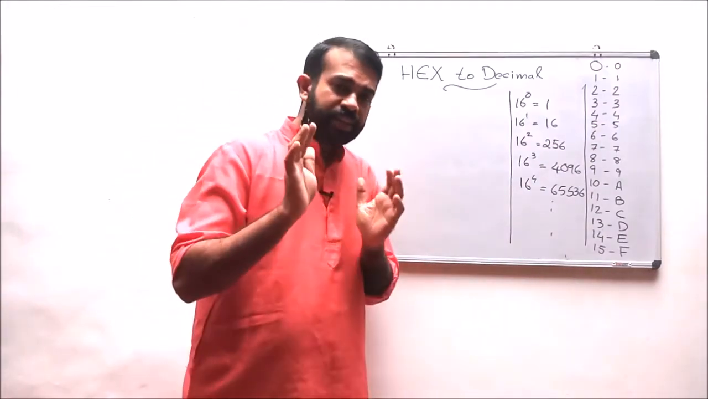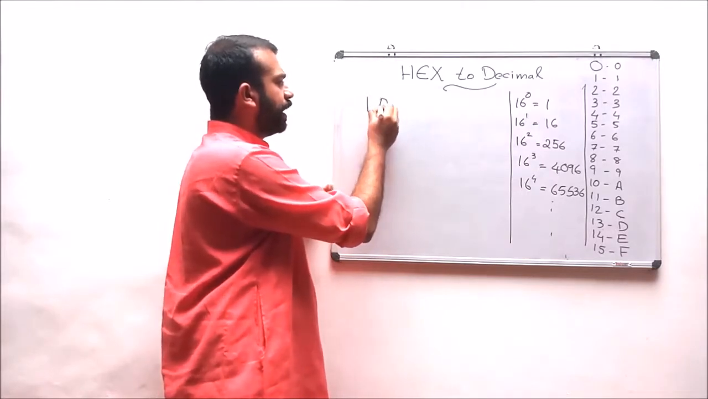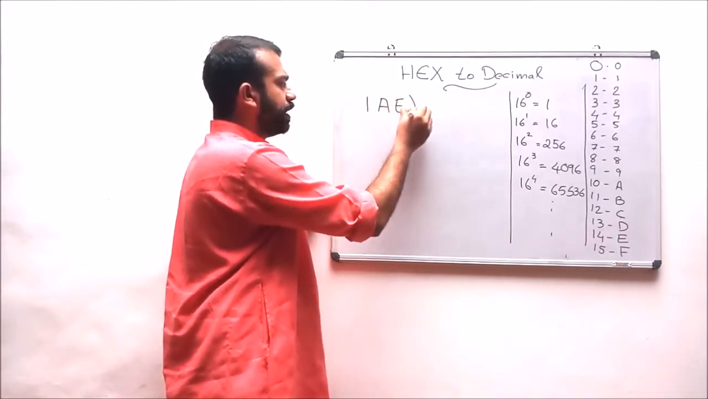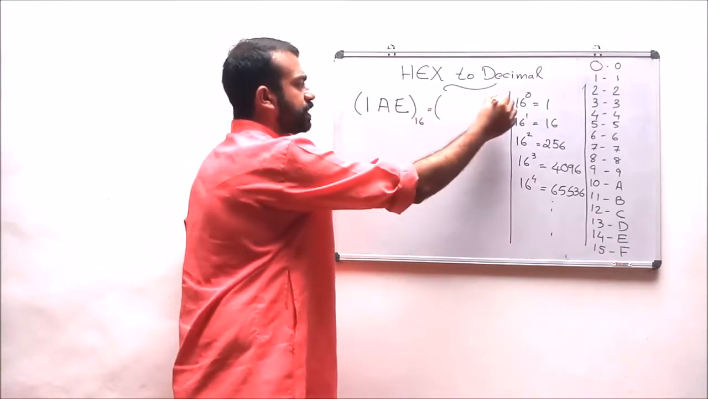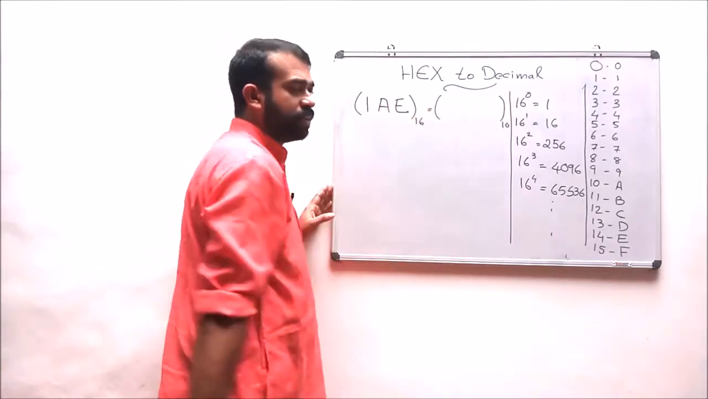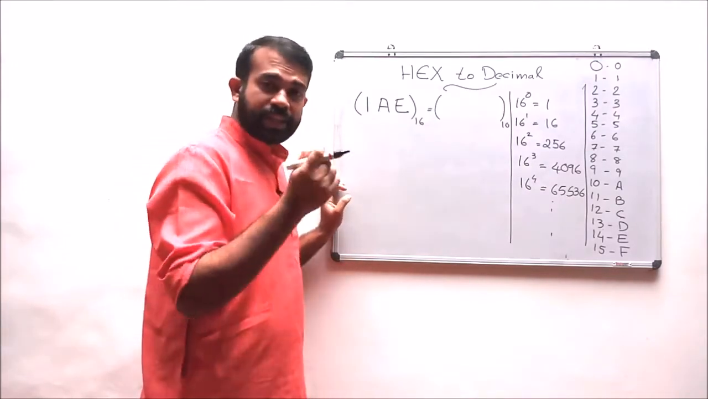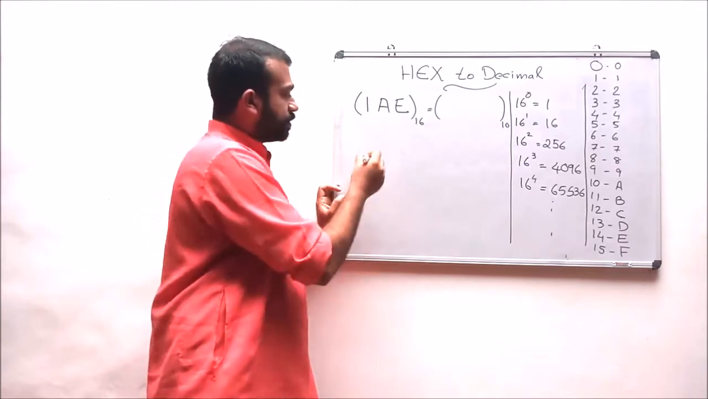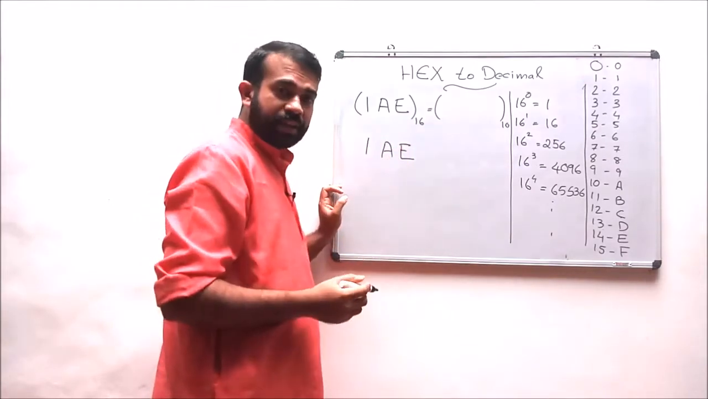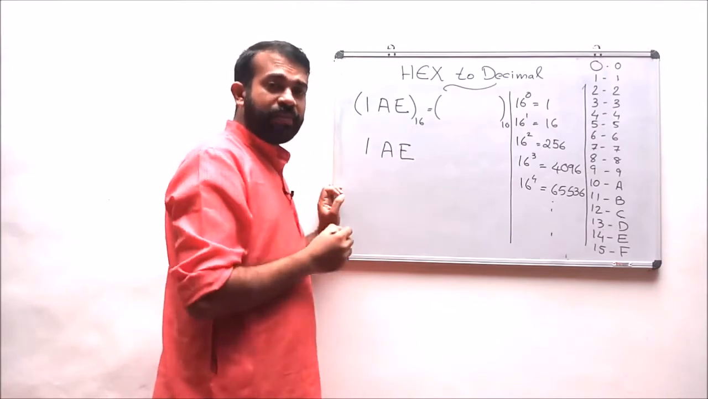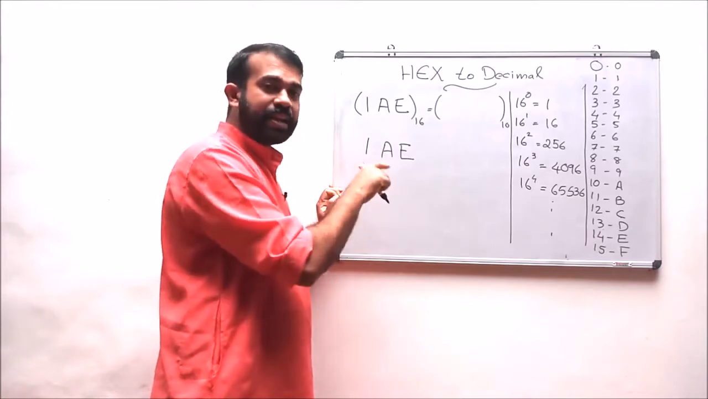Now, my dear students, consider an example. Convert 1AE to the base 16 into its decimal equivalent. While converting a hexadecimal number into a decimal number, we have to consider the number 1AE and the positional value or positional representation of each digit in that number.